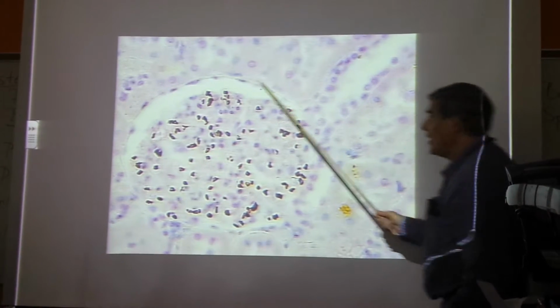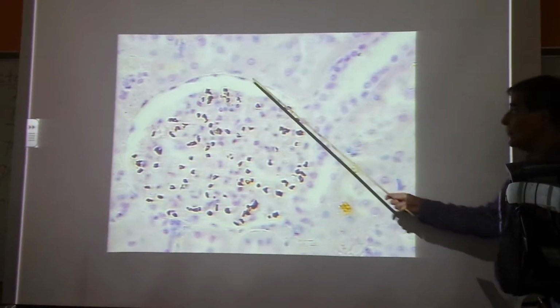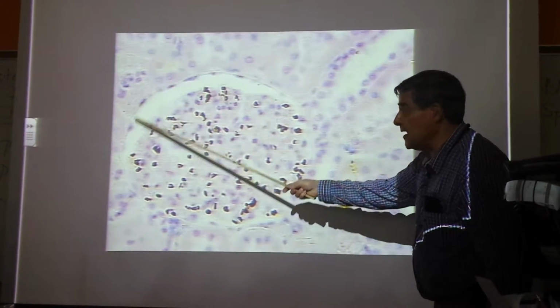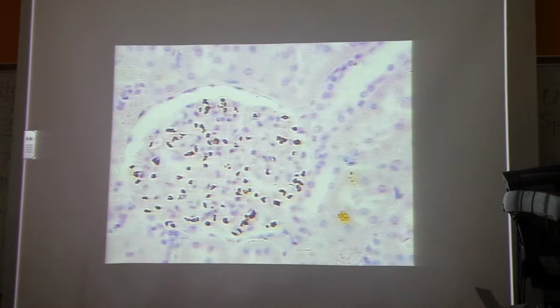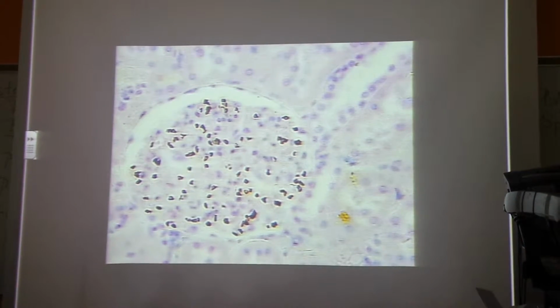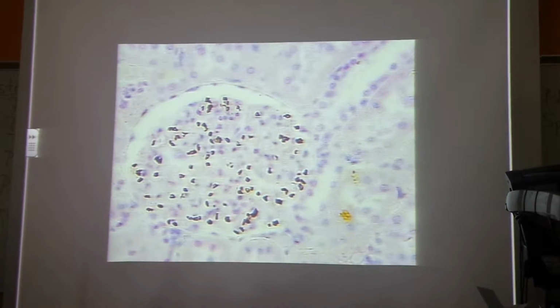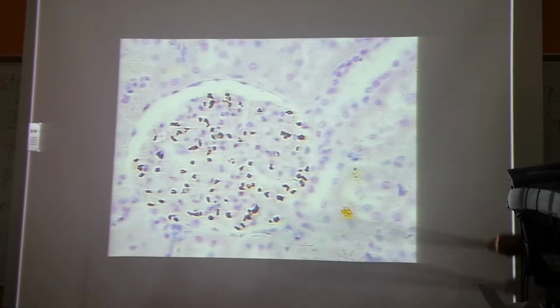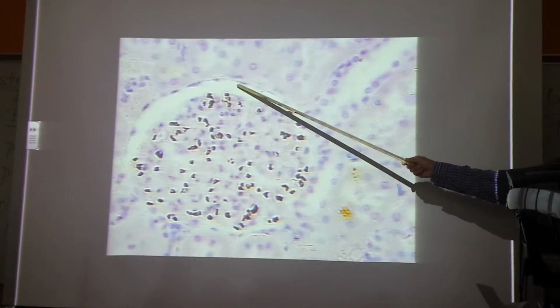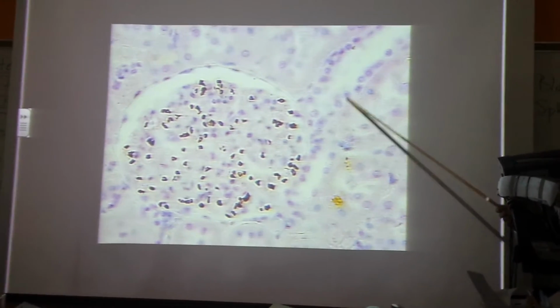For example, right here, the wall of the Bowman's capsule, you can see, is simple squamous epithelium. See the flattened cells, a single layer? Much like we see in blood vessels. So that's an exception. Another exception is what we call the thin segments of the loop of Henle. You can see that on the models. Versus the thick segments. Thin segments are just that. They're thinner. Their wall is simple squamous epithelium. The thick segments, again, is simple cuboidal epithelium.